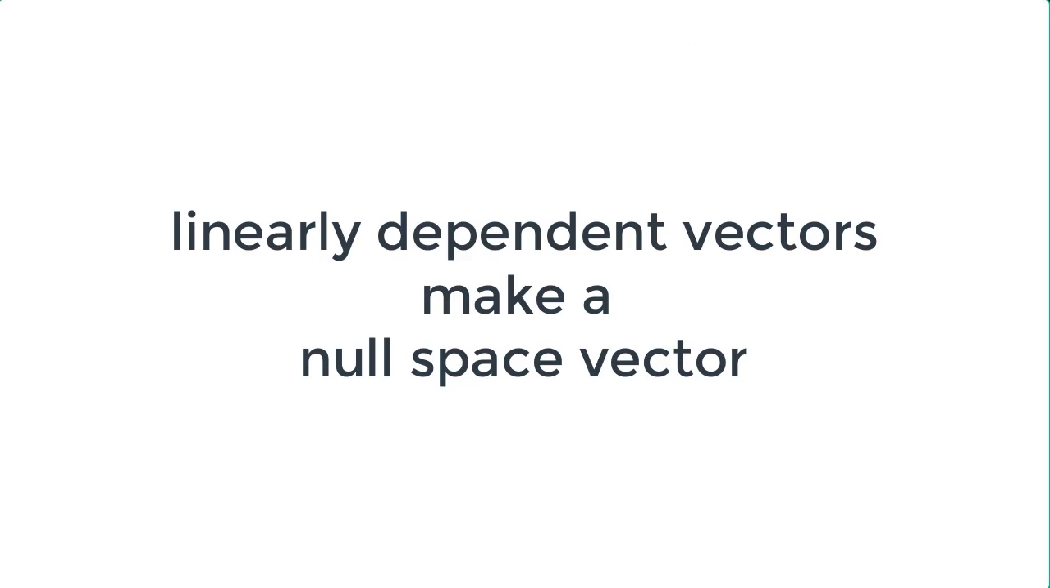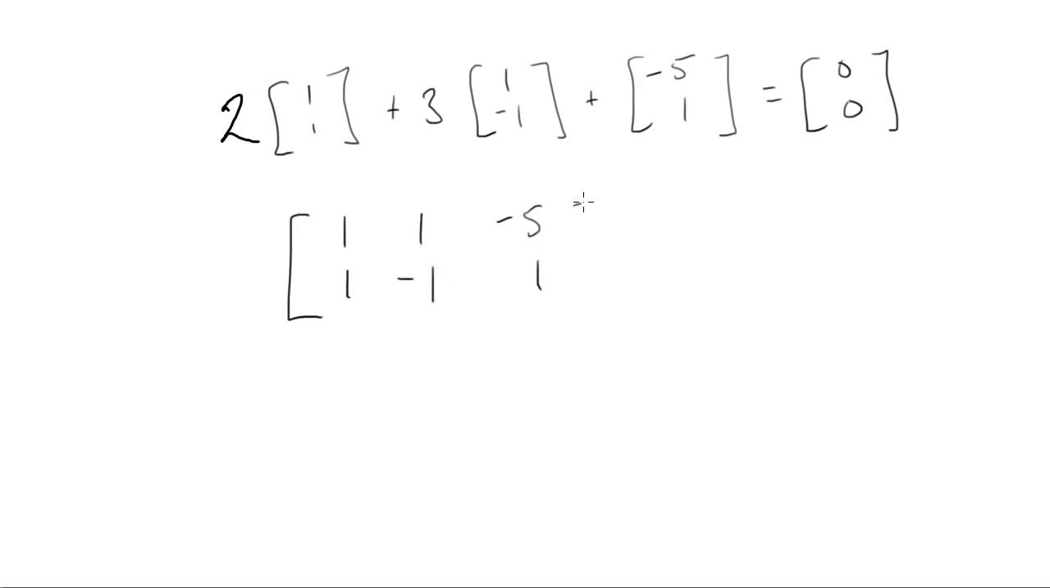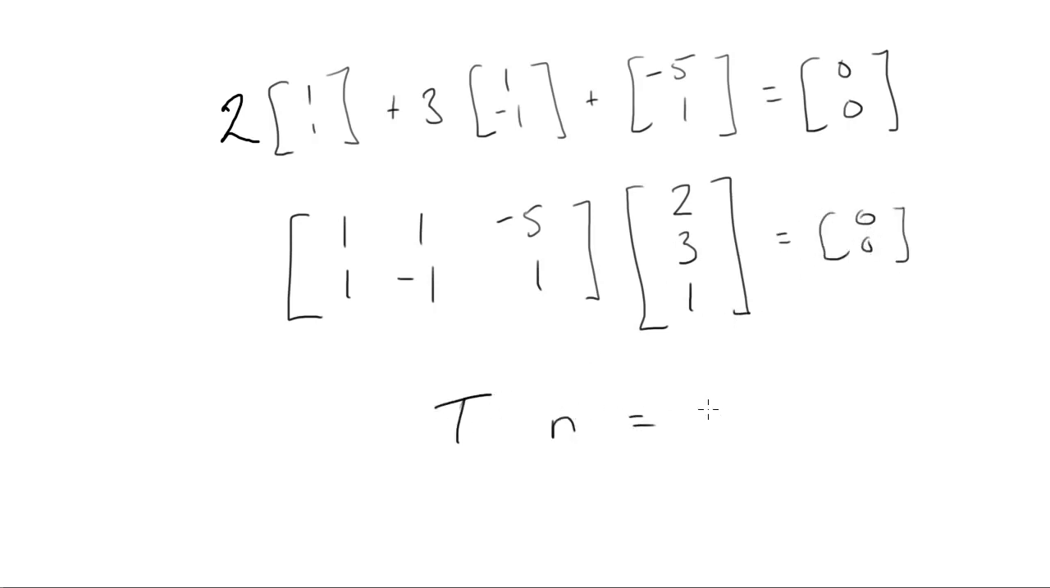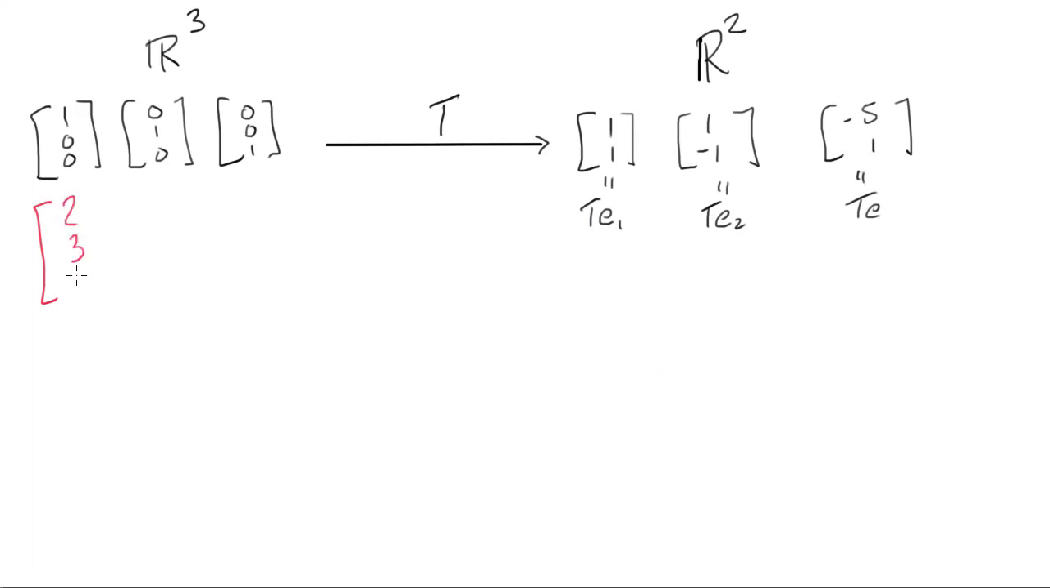Now we can make a null space from our linearly dependent list. 2 of the first, 3 of the second, and 1 of the last made the 0 vector. I'm going to write that as a matrix vector product. And T, acting on that vector, is 0. It's a null space vector. Use the dependence lemma. N goes in, E3 comes out, because E3 is the last one on the list.